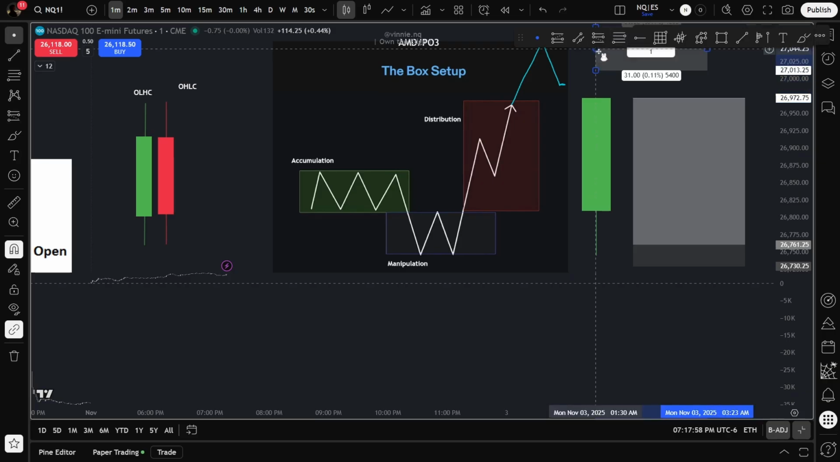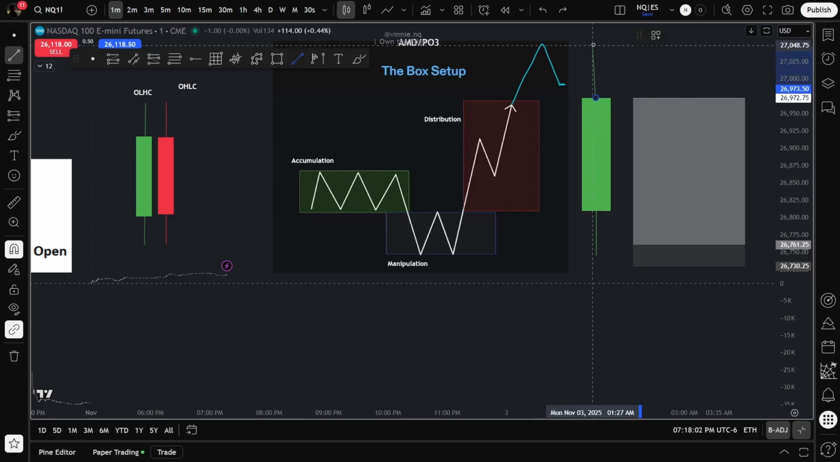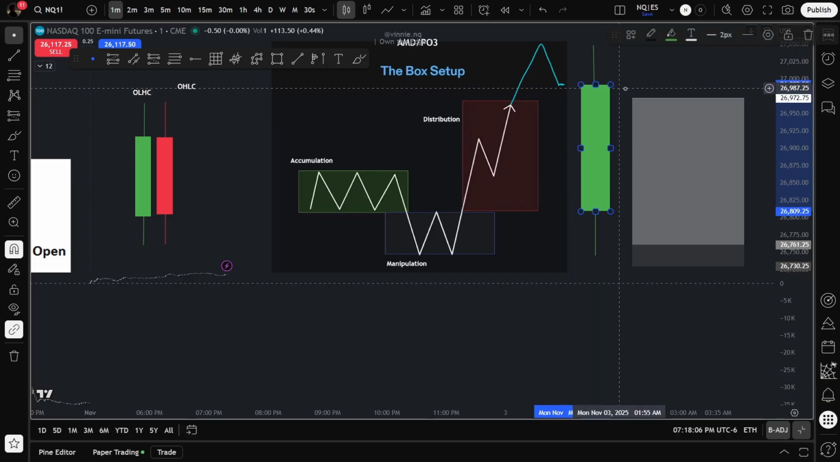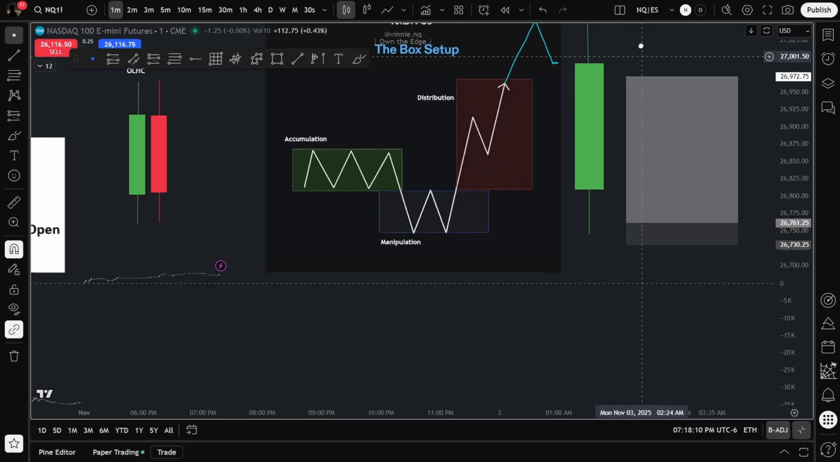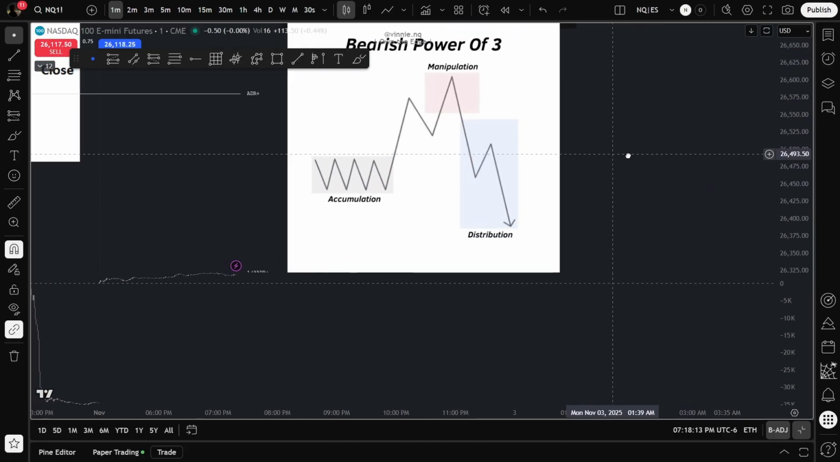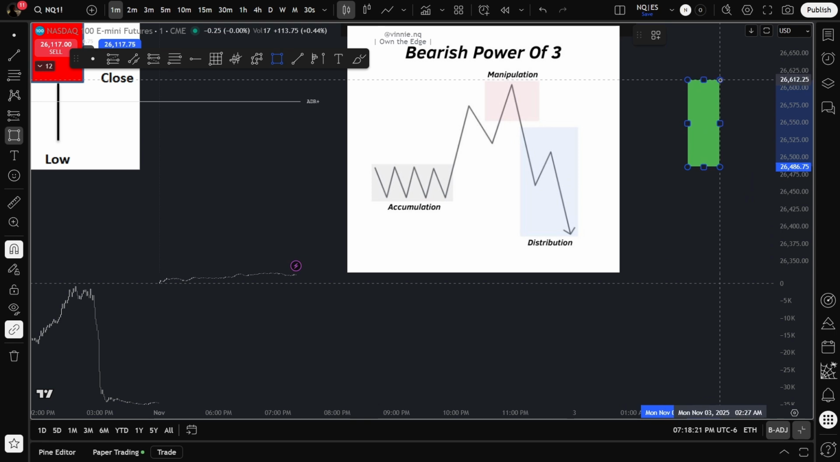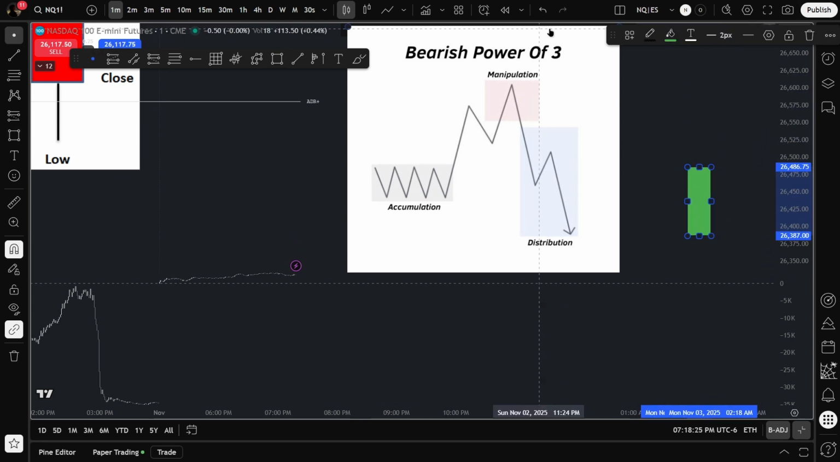And what this would create is your open, low, high, close. It'll create a big green candle just like that. And then the opposite would look just like this. Bearish power 3. You open right here, and then you manipulate up, and then you close down here. So then this would be your red candle.